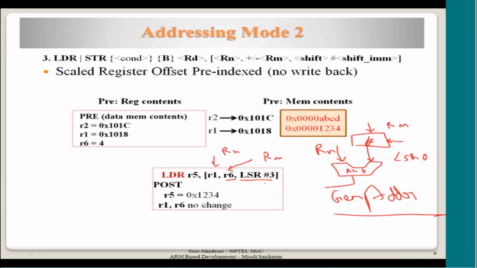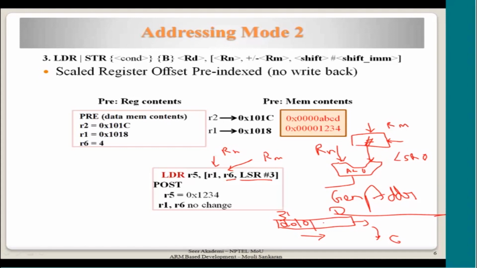So what is the operation that needs to be done? Logical shift right. Logical shift right on a 32-bit value: you will be adding a 0 here, and shifting 3 bits. Whatever goes out will be thrown away because it is not going to affect the carry flag, since there is no S here. So during the address calculation the condition flags are not affected, so it goes off.